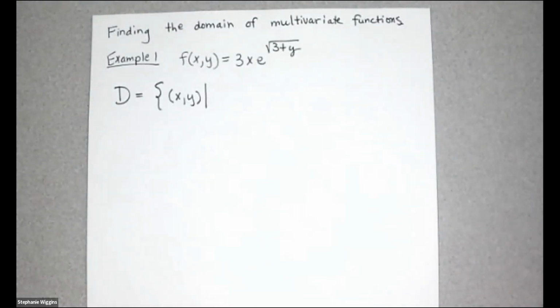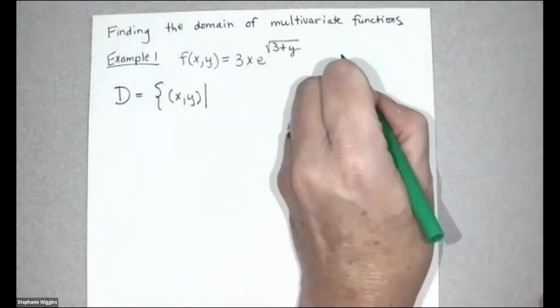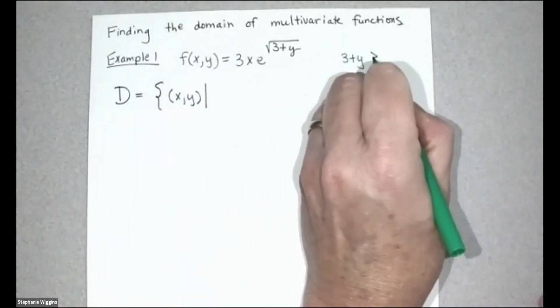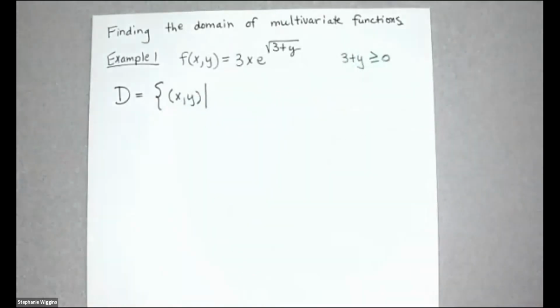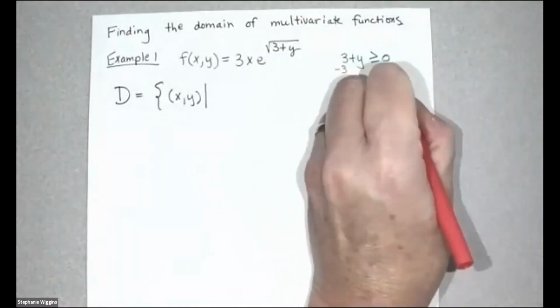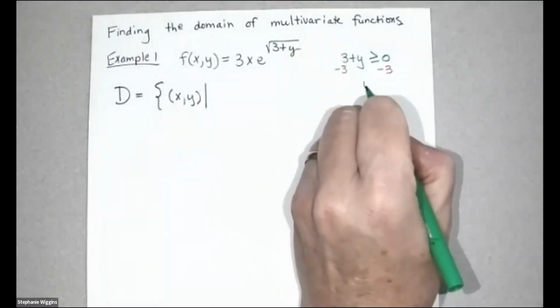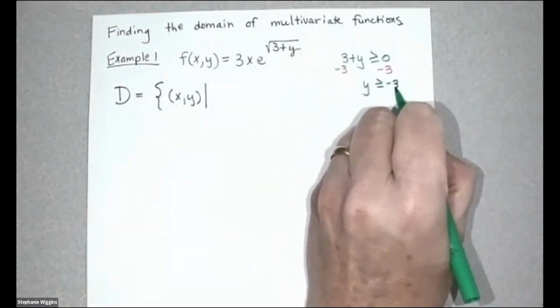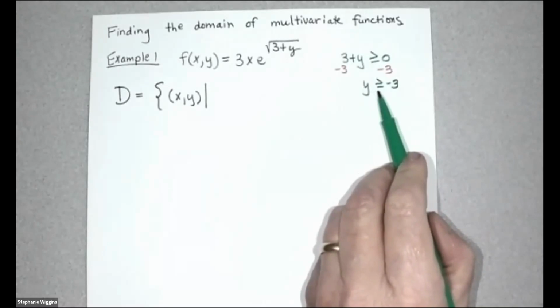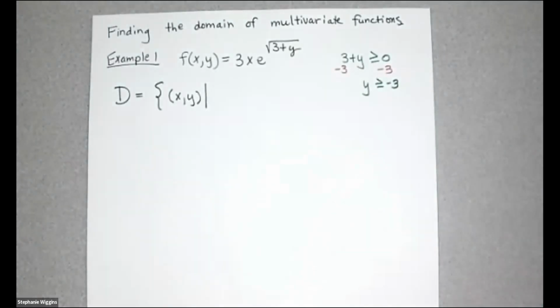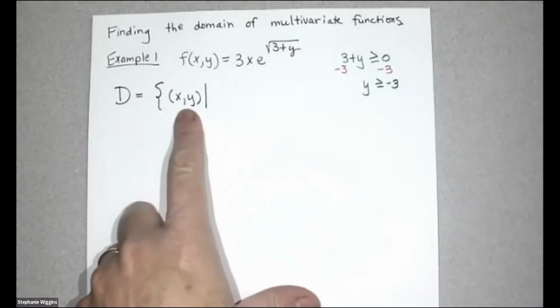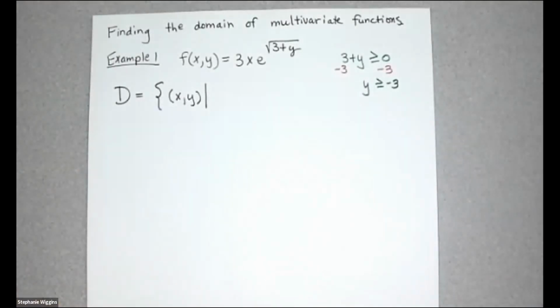And so the requirement for this function is that 3 plus y must be greater than or equal to 0. And if you solve for y, you can subtract 3 from both sides of the inequality, and that gives you y is greater than or equal to negative 3. This is the requirement in order for a certain ordered pair to be an input for the function.